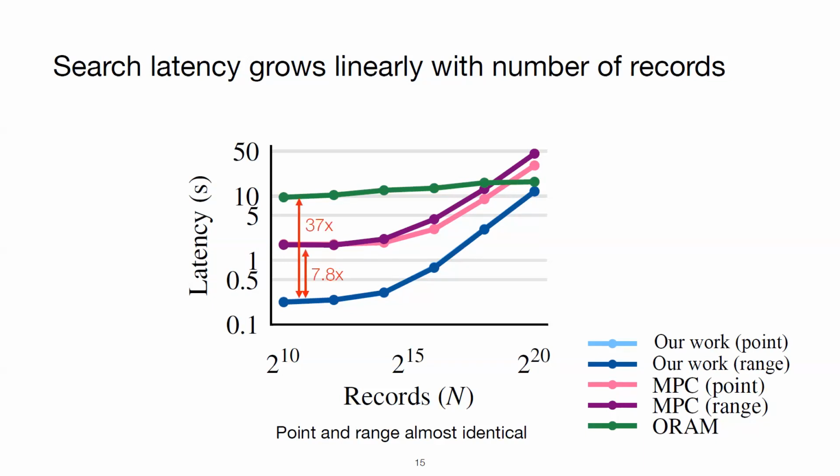And we can see that the gap between us and the MPC baseline and ORAM is relatively large when we have around 1,000 records, and that this gap shrinks as the number of records increases. And this we can expect because our latency is growing linearly with the number of records, because we're doing this linear scan over all the records.